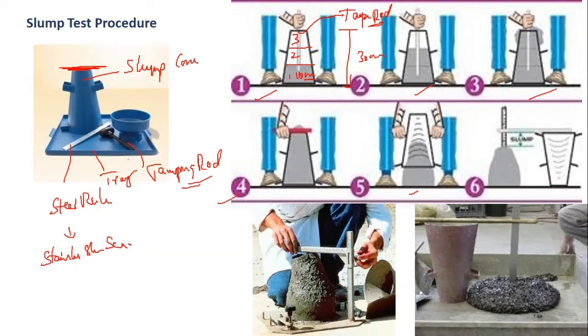Initially, the height of the concrete inside the slump cone is 30 centimeters, right? You have filled the concrete up to the top of the slump cone, so it has to be 30 centimeters.